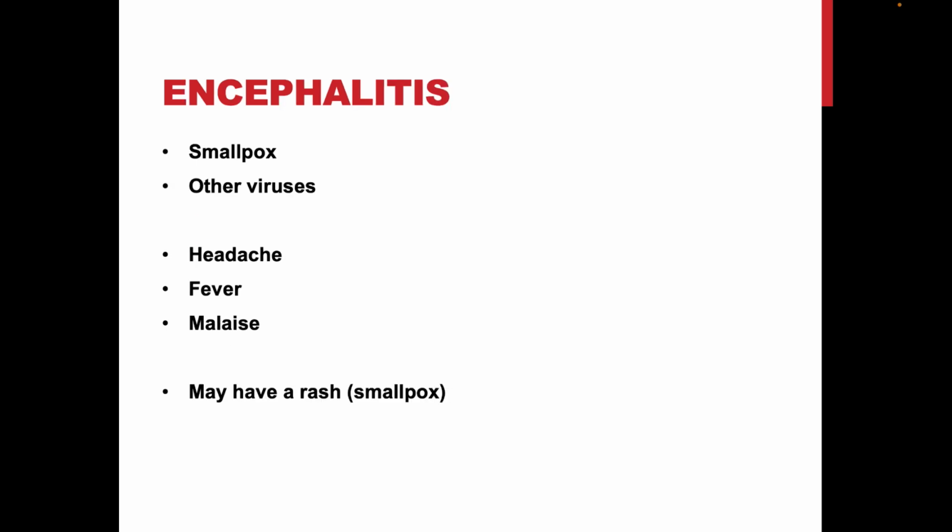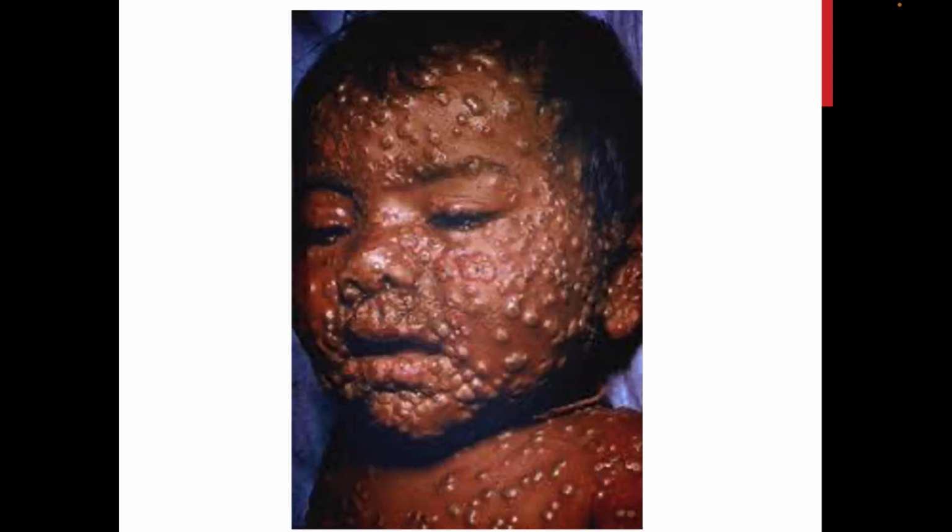Encephalitis-like agents are another one. Smallpox is one that we still have to worry about, as it's been eradicated from nature, however, is still present in at least 2 known places in the world: the CDC's labs in Atlanta, along with a biological testing place in Russia. Encephalitis-like agents will cause headache, fever, and malaise. And in the case of smallpox, is going to have a rash.